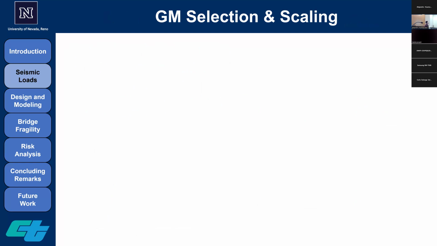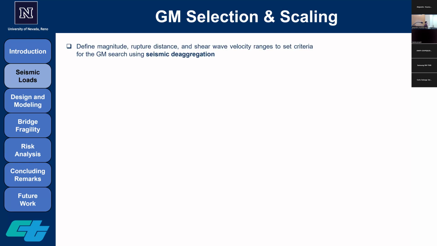Next step, in order to be able to use ground motions for nonlinear time history analysis, we need to first select the ground motions, then scale them and use them for our analysis. In this context, we follow the standard approaches for ground motion selection within the literature, but with a few adjustments. In the first step, we define the magnitude, the rupture distance, and the shear wave velocity range to be used for each specific location in order to search the NGA-West2 database for our ground motion selection. This data comes from the seismic deaggregation, which provides information about the most contributing and governing seismic event, about the magnitude and distance for each specific location and hazard level.